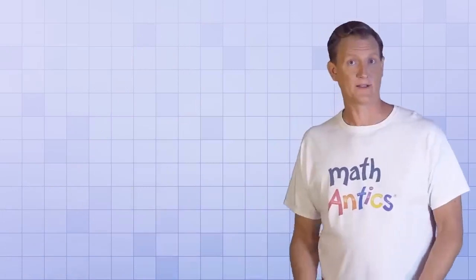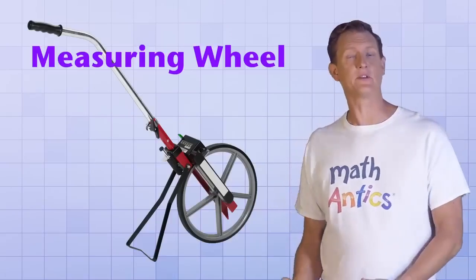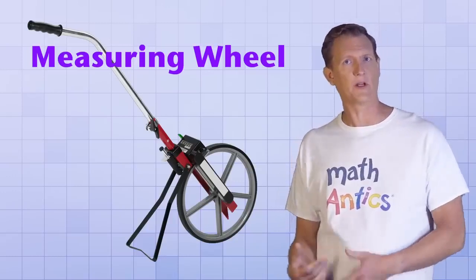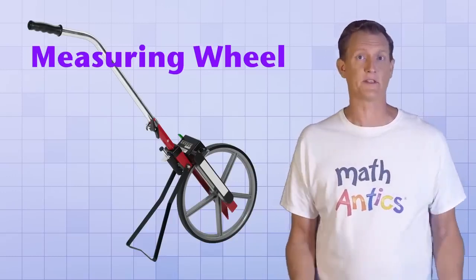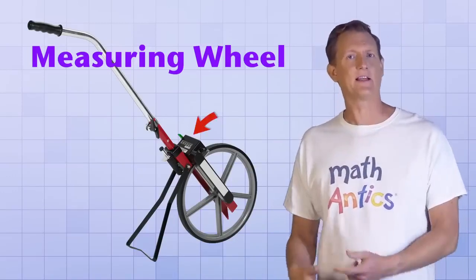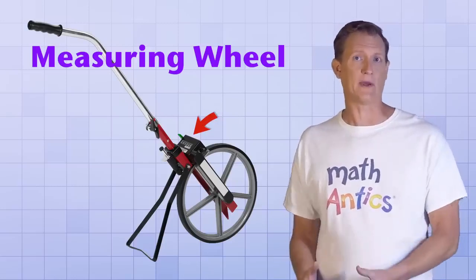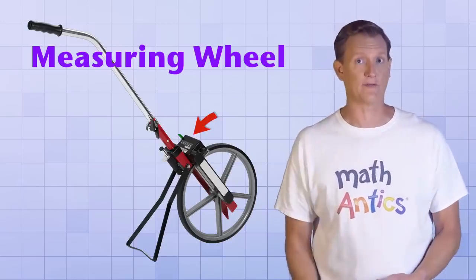There's another cool device, often called a measuring wheel, that can be used to measure even longer distances by rolling a wheel along the ground, or any surface. It has a counter on it that tallies up each foot or meter that you roll it past so you can measure the total distance traveled.